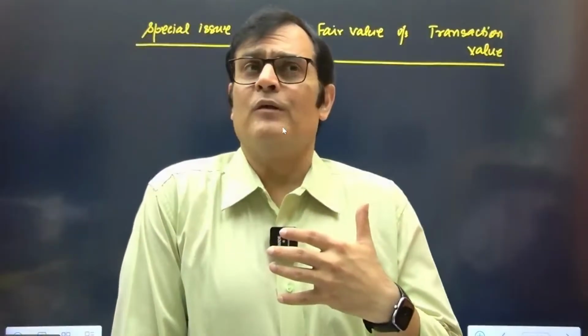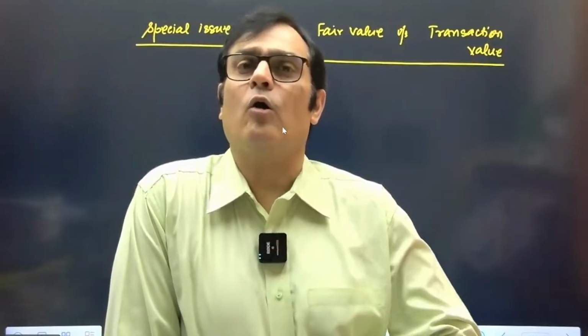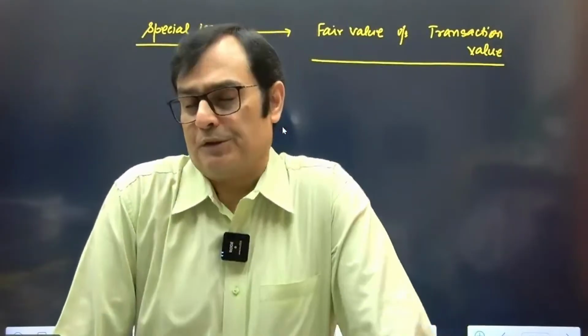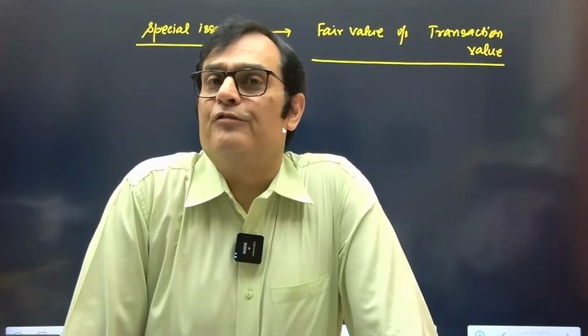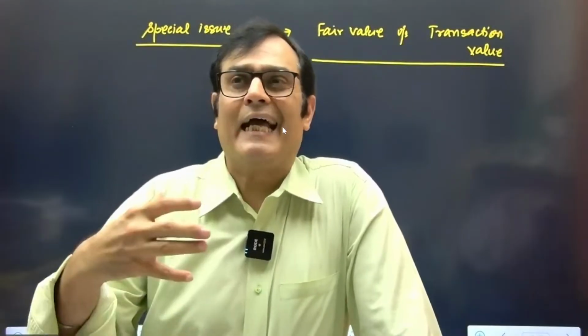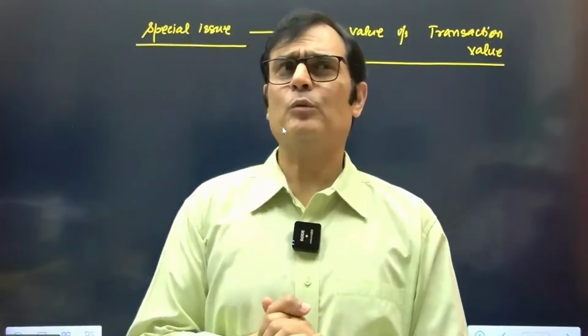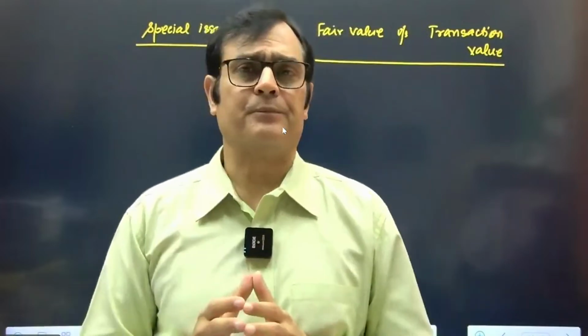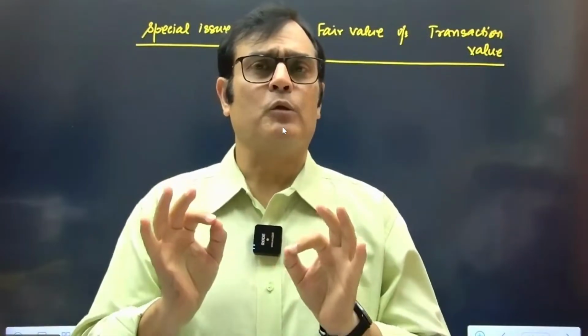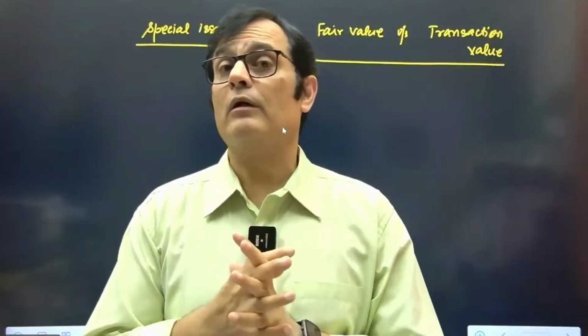Okay, sir. So we've already seen that financial assets are recorded all at fair value with the two exceptions. So now the question arises: if you record the financial asset at fair value and the transaction value is different, then what do we do? But the main question is, why would it be different? Let's take an example to understand the concept of what is called an off-market transaction.